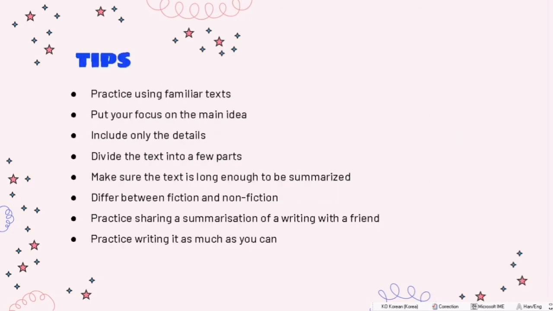Now, we'll move on to the tips. Number 1, practice using familiar text. Number 2, put your focus on the main idea. Number 3, include only the important details. Number 4, divide the text into a few parts. Number 5, make sure the text is long enough to be summarized. Number 6, differentiate between fiction and non-fiction. Number 7, practice sharing a summarization of writing with a friend. Number 8, practice writing it as much as you can.